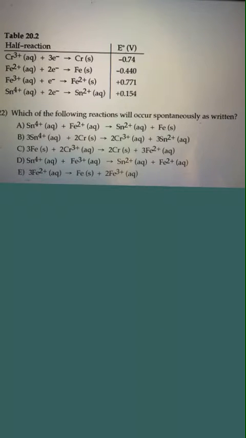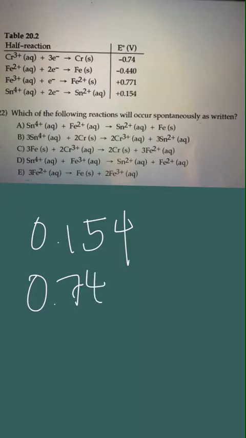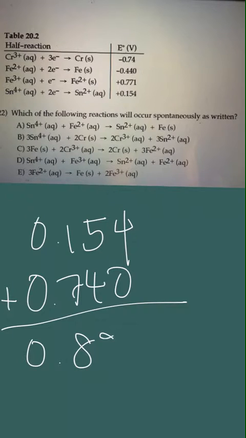Therefore, using the equation from earlier, we get that E standard cell is equal to 0.154, which is the E reduction for tin, and E oxidation for chromium is 0.740. And we add those together. And E standard now is 0.8944 volts. Since E standard cell is positive, this reaction must be spontaneous.